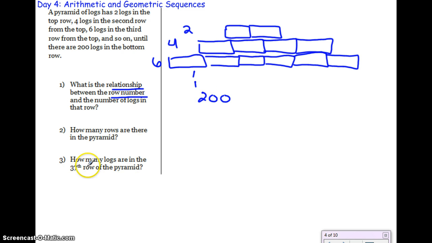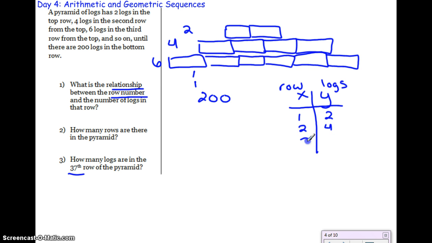So for example, if you were asked how many logs are in the 37th row, you'd be able to figure it out. One way that might help you organize is to make an XY column, where X is the row and Y is the amount of logs. So in my first row, I have 2 logs. In my second row, I have 4 logs. In my third row, I have 6 logs.